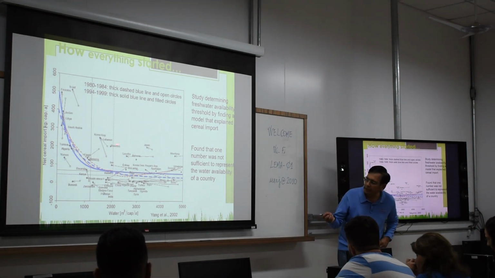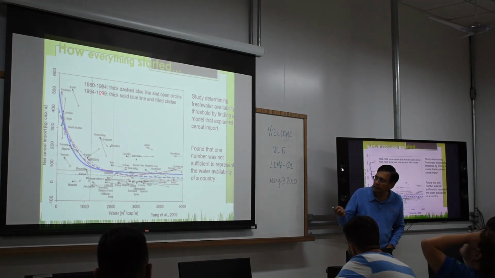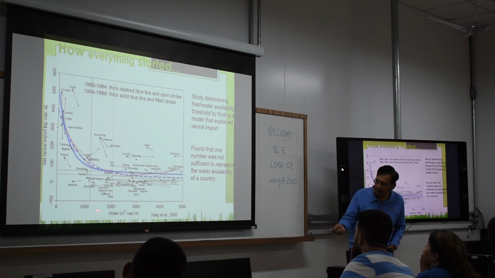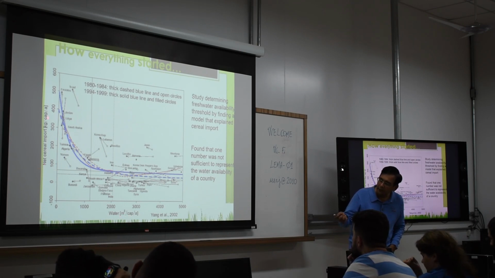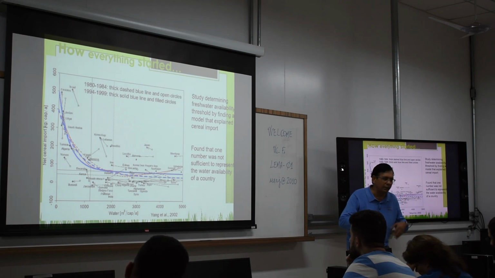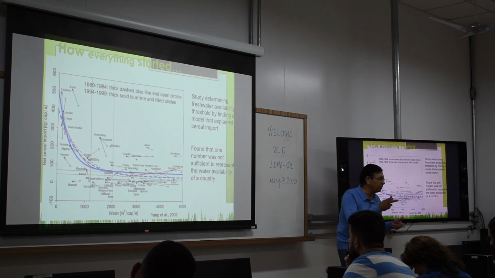For every country, each dot represents a country. This represents 1980 and this represents 1990. If you look at it here, the x-axis is how much water is consumed by a person per year, and this is the net cereal import. Cereal means any grain. It can be corn, wheat, sugarcane, soybean, whatever they are exporting.